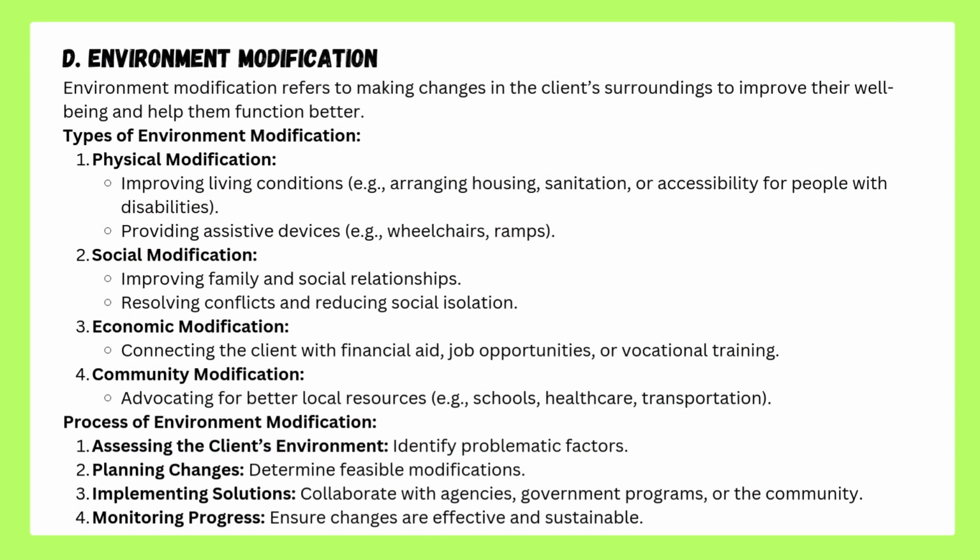D. Environment modification. Environment modification refers to making changes in the client's surroundings to improve their well-being and help them function better. Types of environment modification. Physical modification. Improving living conditions, e.g., arranging housing, sanitation, or accessibility for people with disabilities. Providing assistive devices, e.g., wheelchairs, ramps.